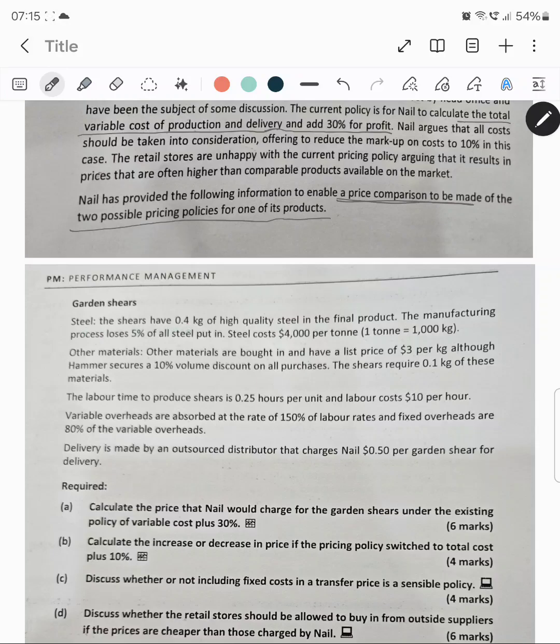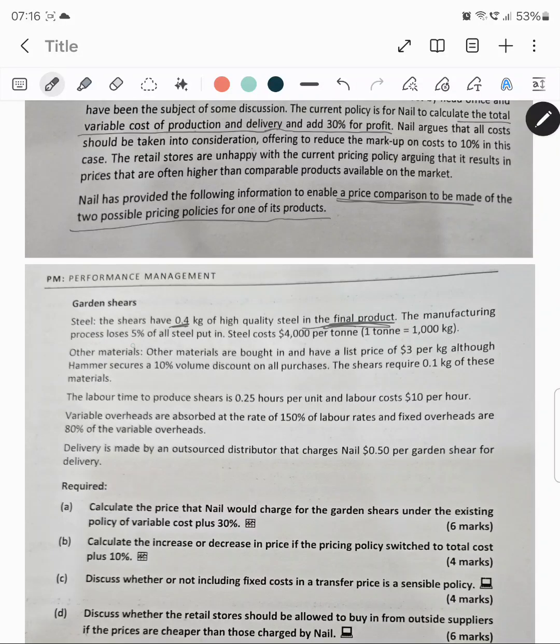Steel. The shears have 0.4 kg of high quality steel in the final product, and the manufacturing process loses 5% of all steel, and steel costs 4,000 per ton. So the shears have 0.4 kg of high quality steel in the final product. That means the final product would have 0.4 kg of steel in it, so the normal loss is taken into consideration, and then this 0.4 has been given.